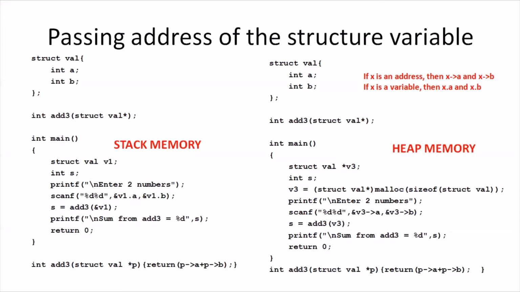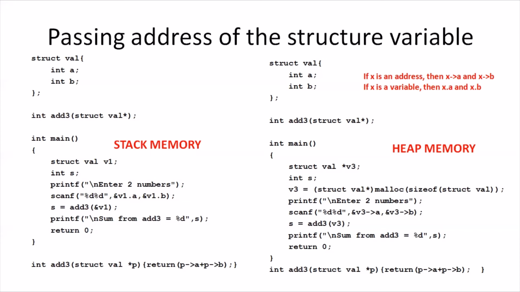In the function add3, see, here we are again accessing the members a and b using the arrow operator, and their sum is performed by p arrow a plus p arrow b, and the sum is returned back to the main function. The sum is an integer value and hence the variable s can hold it easily. Finally, we display the value. So overall, we can say that if x is an address, then in order to access the internal members of x, we have to use x arrow a and x arrow b. However, if x is a variable, then in that case, we have to use x dot a and x dot b to access the internal members.